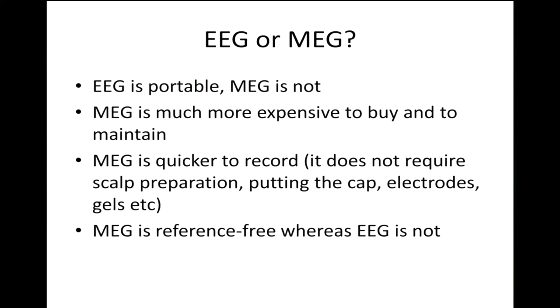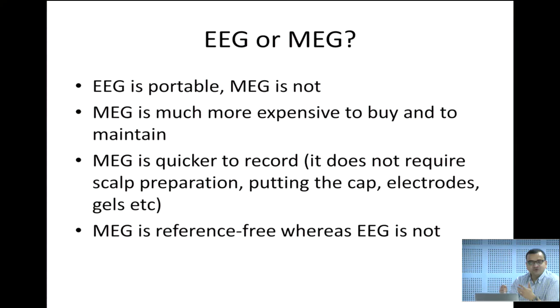Some other practical aspects. I'm giving you this because your primary interest is in EEG, and MEG is a close cousin of EEG, so we always compare them. So should we go for MEG, or should we stick to EEG?